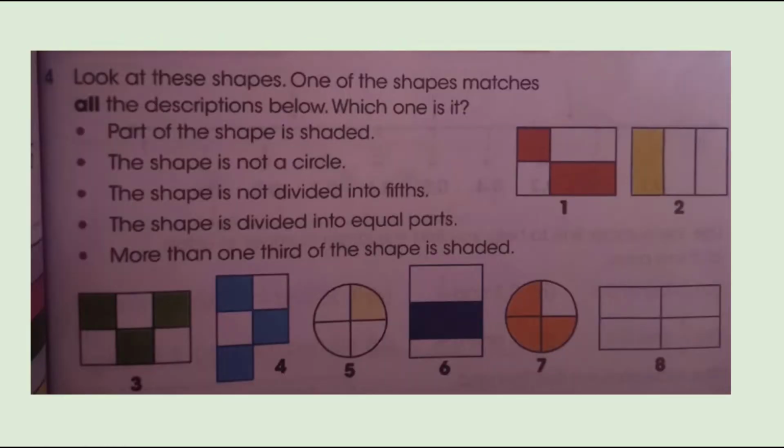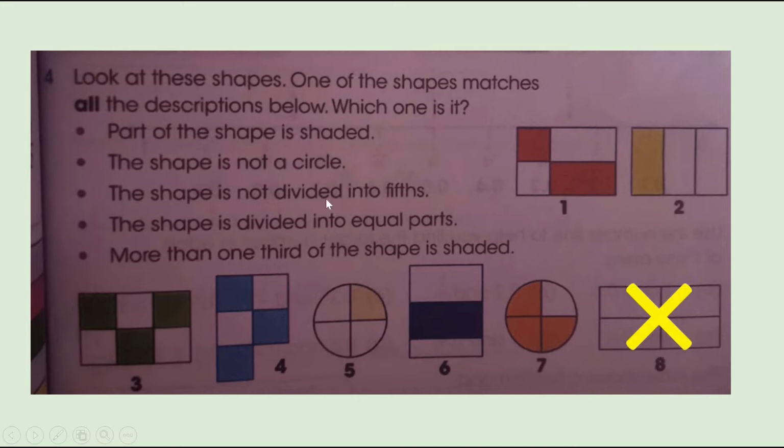Okay, before we start the new lesson, let's solve this question on page 84. Look at these shapes. One of the shapes matches all the descriptions below. Which one is it? First, part of the shape is shaded. Now, if we notice, 8 is not shaded. So we know 8 is not our answer, so we eliminate 8.